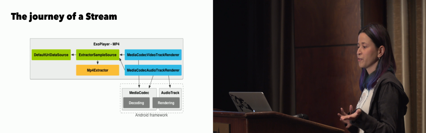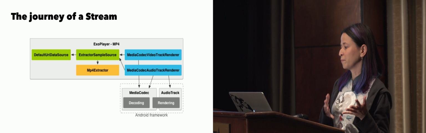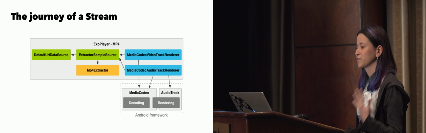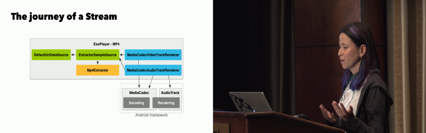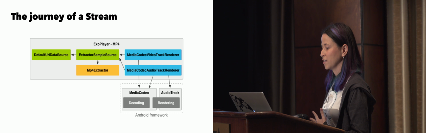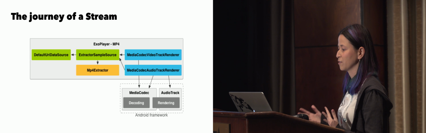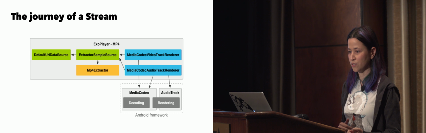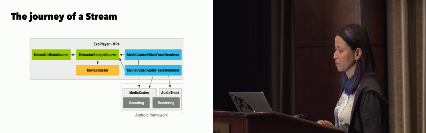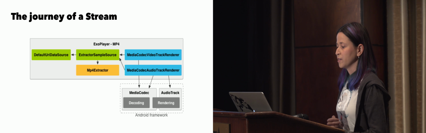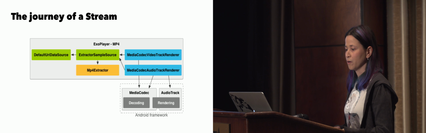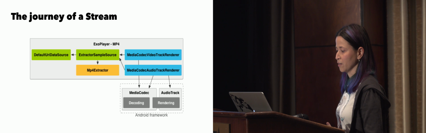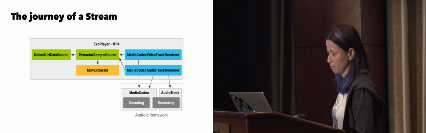You can look at this diagram from both directions, both from left to right and from right to left. From left to right, it's like the journey of a stream. It comes from the server by the default URI data source. It's extracted by the extractor sample source that also figures out the exact extractor to use. In case of MP4, it's the MP4 extractor. It opens the file and decodes the audio and video into raw audio and video that the renderers can feed the player, and the player will play them.